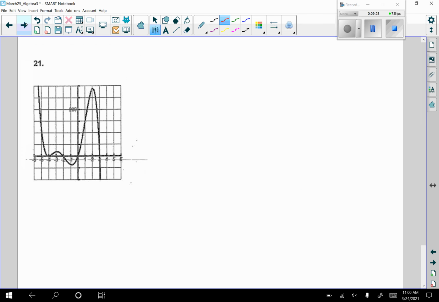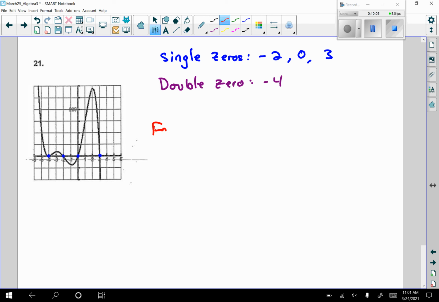Okay, let's take a look at 21. So let's go ahead and put points on the graph at all of the x-intercepts. Let's identify the single zeros here. So we have a single zero at -2, at 0, and at 3. And we do have a double zero at -4. Now this one doesn't have a b, so we don't have to expand it. We just want factored form only.